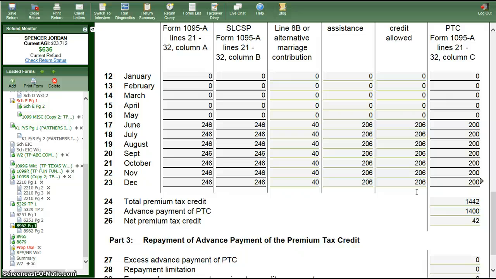If that's the case, the client is going to need to go back to the marketplace to get a corrected form. This is the same situation if someone disputes the information that's on a W-2 or on a Form 1099. We can't make changes to those forms. The client is required to go back to the source and try to get a correction made of any form that is incorrect. So if something seems out of line on the 1095A, instruct your client to go back to the marketplace in order to get a correction.